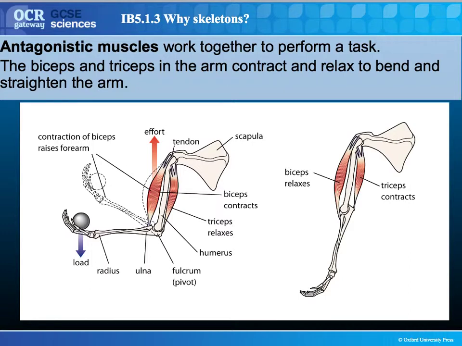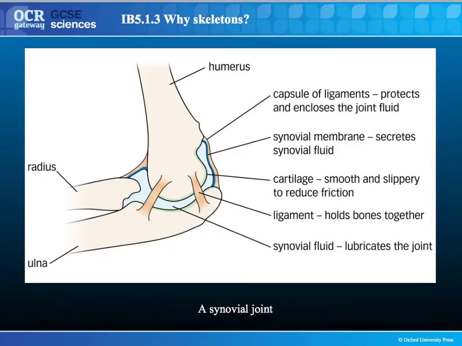The last type of joint that we've got is the ball and socket joint. An example here would be the shoulder joint, but we also have the hip joint. This ball and socket joint will allow limb bones to rotate and give more movement than an elbow, which is a hinge joint. The hinge joints and the ball and socket joints are examples of synovial joints.